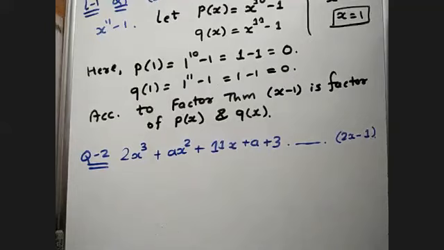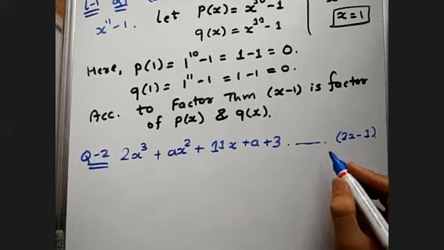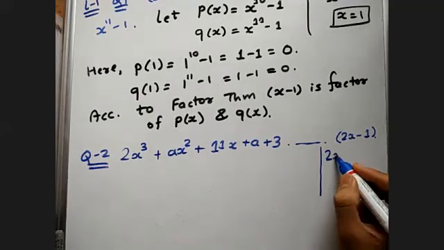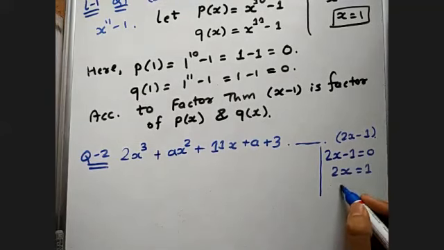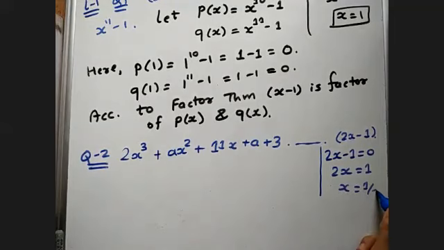So here we have to show that for what values of a this is exactly divisible by this 2x minus 1. So let us take 2x minus 1 equal to 0. So 2x is equal to 1. So x is equal to 1 by 2. Oh, okay, Yashash, no issue.